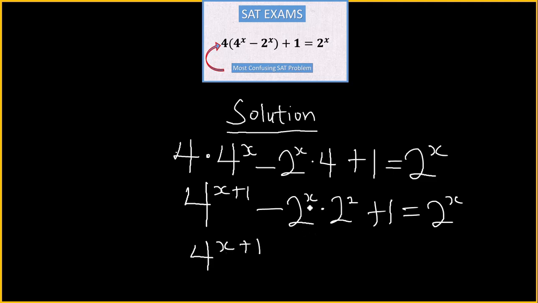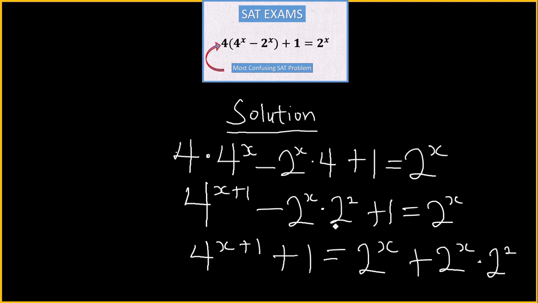Okay, so here I have 2 raised to the power x on the right hand side of the equation, so I can take the whole of this expression to the other side of the equal sign. Plus 1 equals 2 raised to the power x plus 2 raised to the power x by 2 raised to the power 2. I'm repeating this equation.